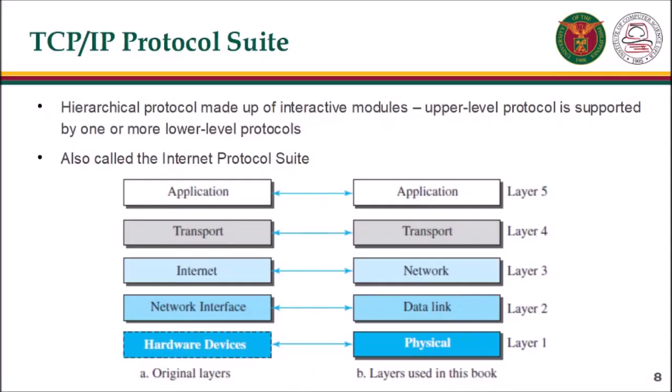The TCP/IP protocol suite is a hierarchical protocol made up of interactive modules. The upper-level protocol is supported by one or more lower-level protocols. It is also called the Internet Protocol Suite. The original TCP/IP protocol suite was defined as 4 software layers built upon the hardware. Today, TCP/IP is thought of as a 5-layer model. Layer 1 is the physical layer. Layer 2 is the data link layer. Layer 3 is the network layer. Layer 4 is the transport layer. Layer 5 is the application layer.